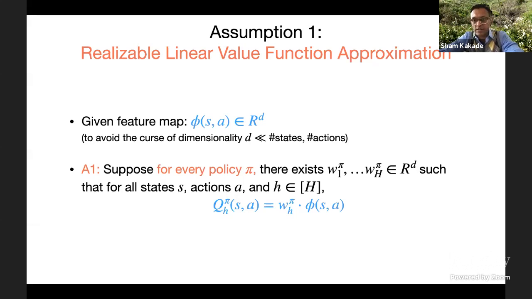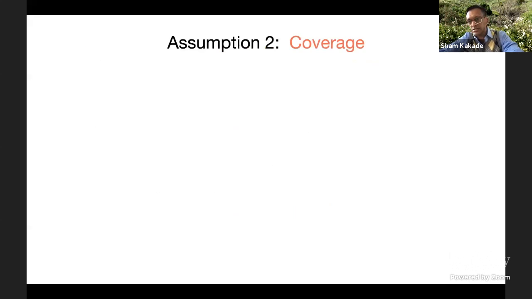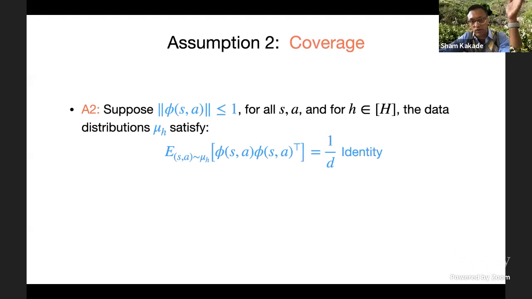Sometimes people refer to this as linear value function approximation, but it's realizable. Okay, so the second assumption is, we kind of know what needs to happen at h equals 1, which is regression, which is we need coverage. So just assume your features are bounded by 1. That's without loss of generality.